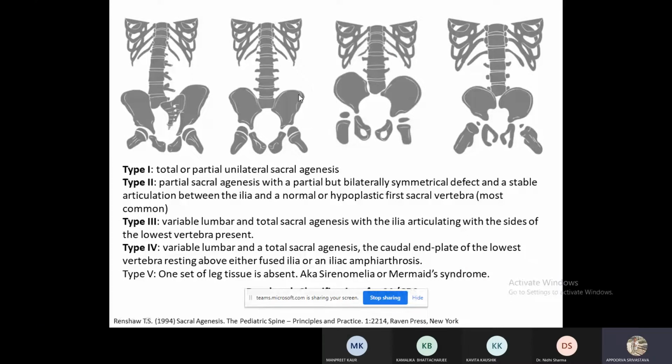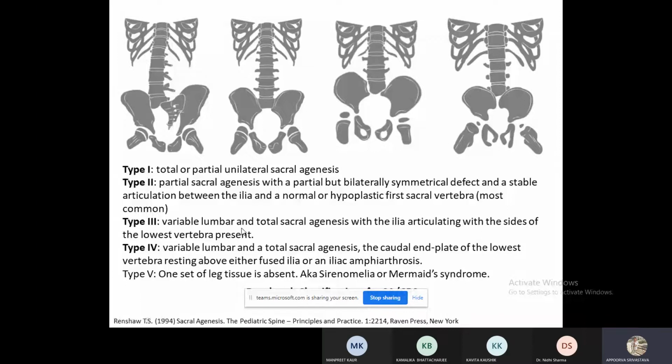This is the total grading. Type 1, total or partial unilateral sacral agenesis. Type 2 is partial sacral agenesis with a partial but bilaterally symmetrical defect and a stable articulation between the ilium and a normal or hypoplastic first sacral vertebra. This is the most common and most prevalent type.